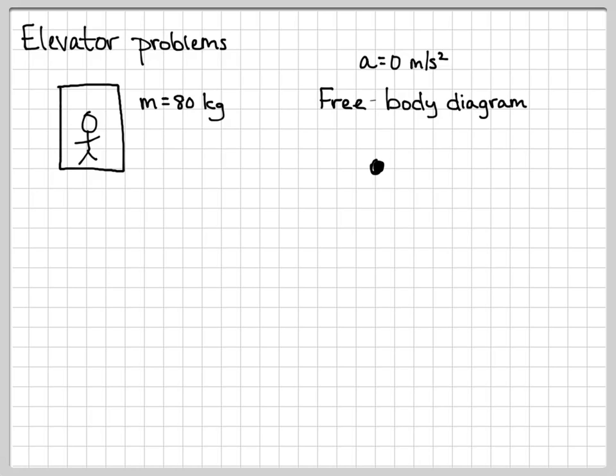We know that the weight of the guy is pulling him down. We'll call that F sub g. And we know that the floor of the elevator is pushing him up. And we call that Fn for the normal force.